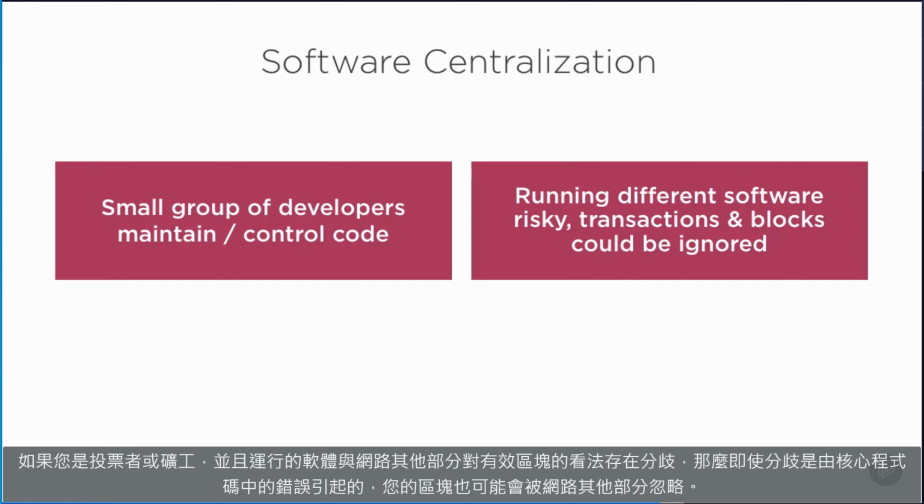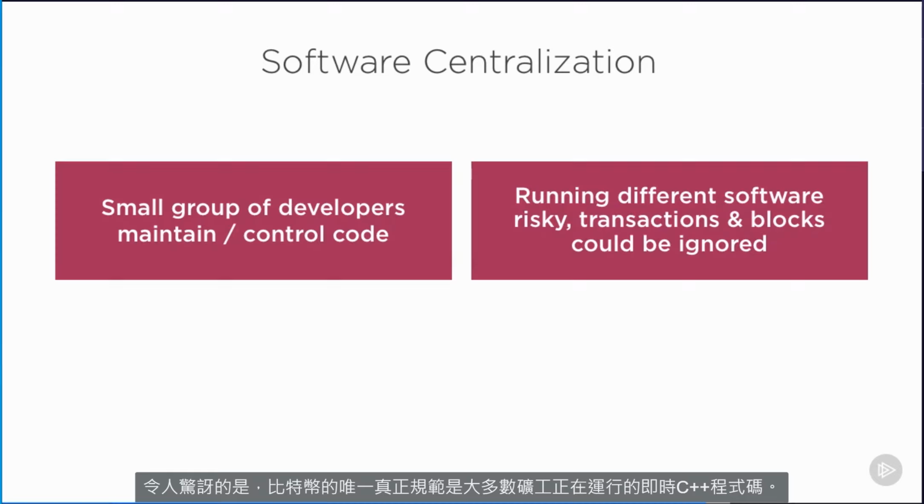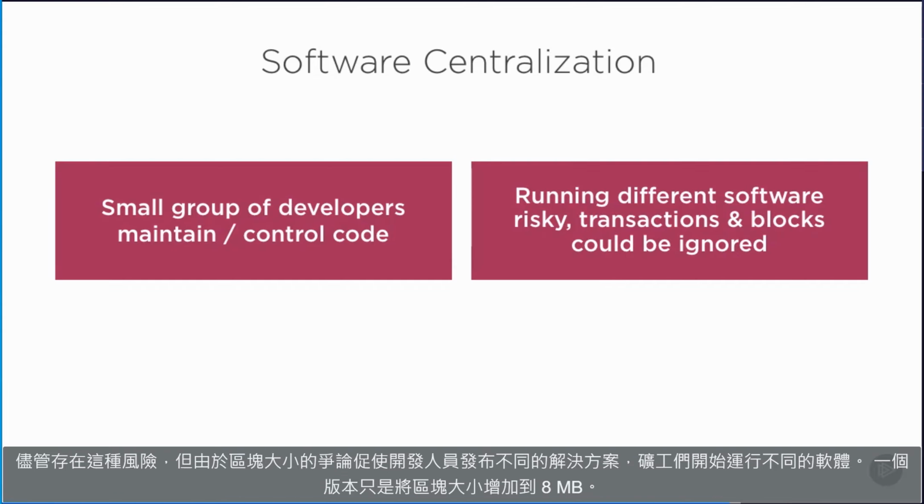If you are a voter or miner and run software that disagrees about what a valid block is with the rest of the network, even if the disagreement is caused by a bug in the core code, your blocks may be ignored by the rest of the network. Surprisingly, the only real specification for Bitcoin is the live C++ code that the majority of miners are running.